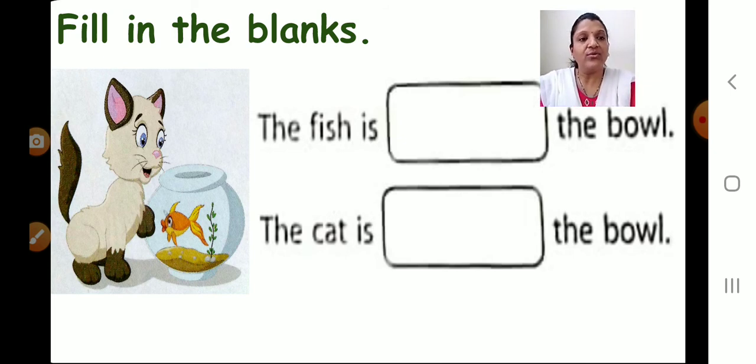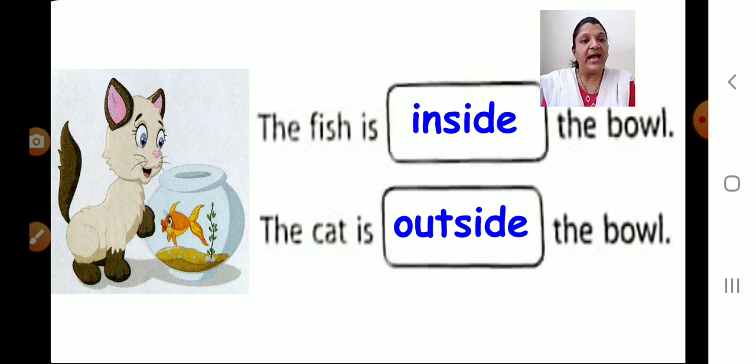Now we have to write the answer like this. The fish is inside the bowl. I-N-S-I-D-E. Inside. The cat is outside the bowl. O-U-T-S-I-D-E. Outside. Have you got it? Okay. Now let us go to the next picture.